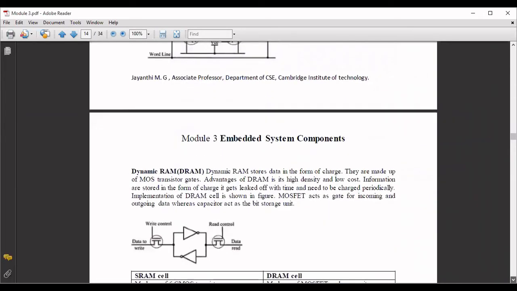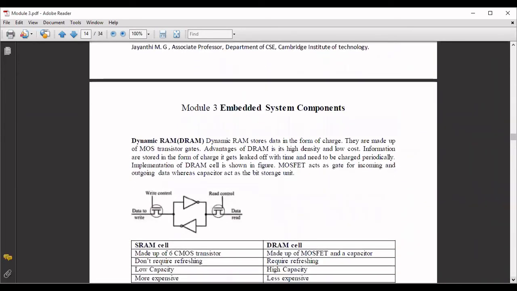In the same way, you have DRAM, that is the dynamic RAM chip, which stores the data in the form of charge. Here the data is stored in the form of charge, whereas there the data is stored in the form of voltage. Here they are made up of MOS transistor gates. The advantage of DRAM is its high density and low cost.